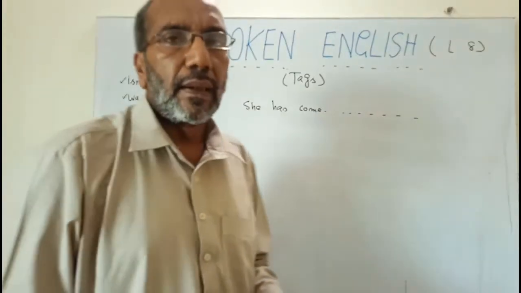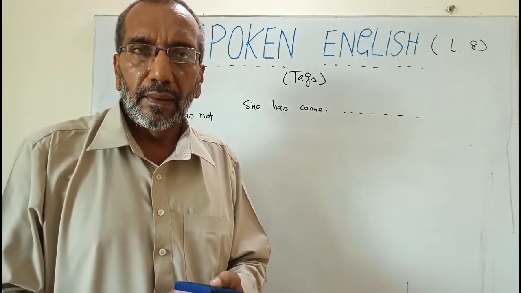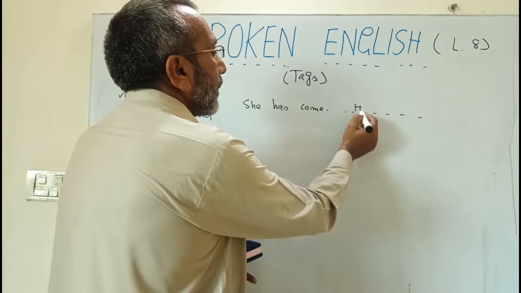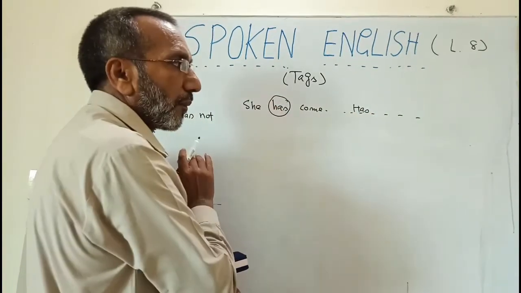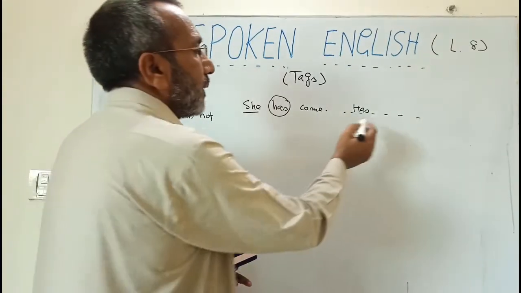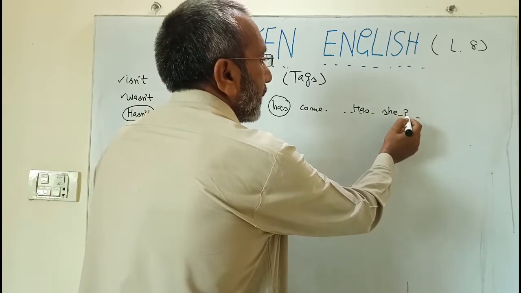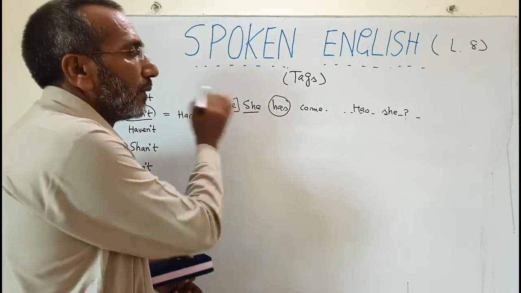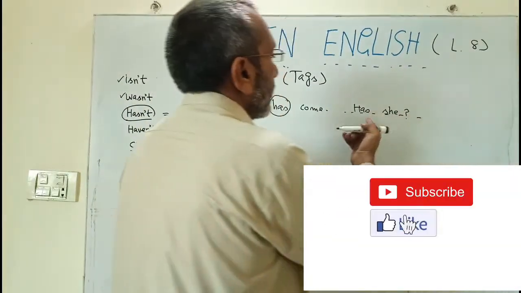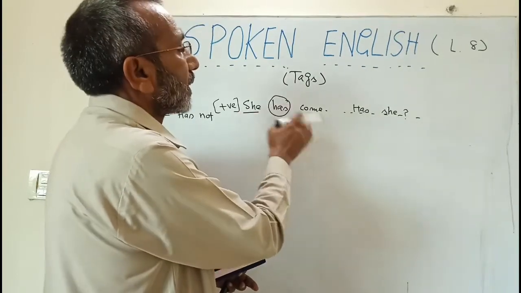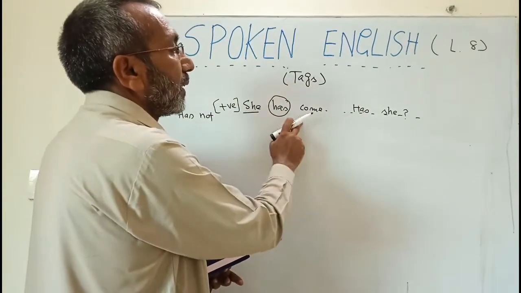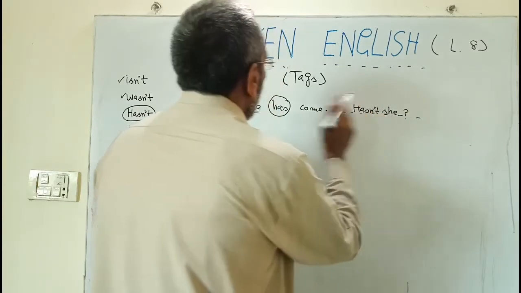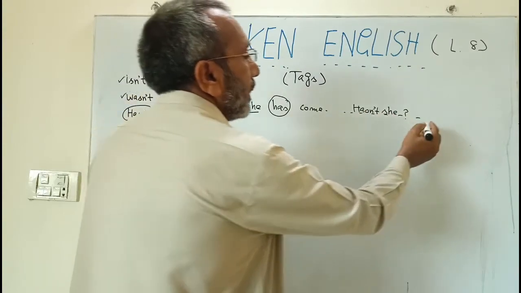In routine, if you just want to say she has come, how do you confirm that? In Urdu we say, kya aa gayi hai, and in English we say, has, this helping verb, and then this single attachment, she. The same concept, and then a question mark. The sentence was positive, so the tag must be negative. Has she come? That is not a proper tag. The expression was positive, so the tag should have been negative. So it should be hasn't she? Sentence is positive, so tag is negative.